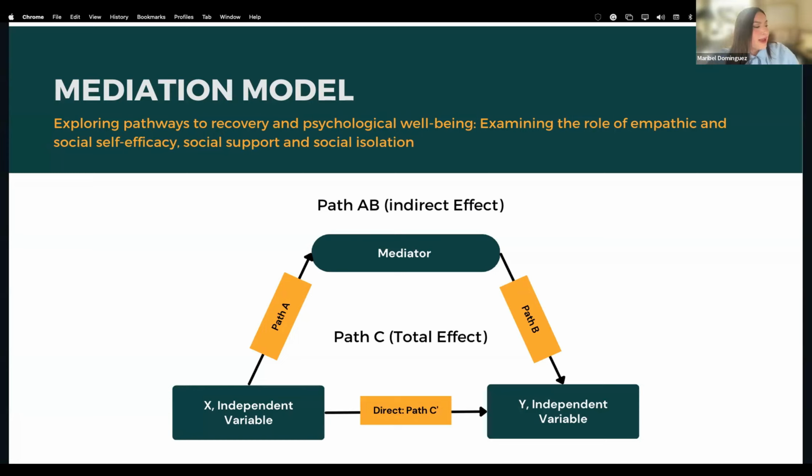Anyways, path A follows what the independent variable goes into the mediator and what effects it has. Then path B goes into how the mediator has an effect on that outcome variable. The direct path assesses the relationship between the X variable, which is the independent variable, and the Y variable, to see what relationship it has. Then path AB includes the mediator variable. Right now, when I explain what the variables are, it's going to get more interesting.